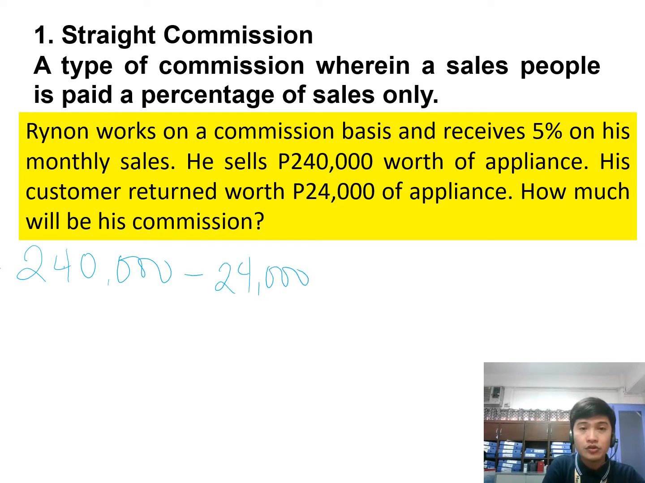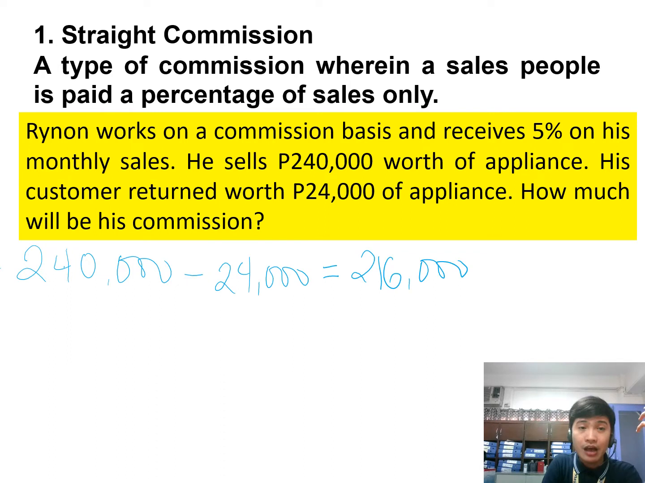Okay? So, magiging total sales niya ngayon is 240,000 minus 24,000. Yun po ay 216,000. So, ito pong 216,000, yan po yung magiging total sales na ni Rhinon on a particular month kasi may isinoling appliances. Okay? Ngayon, magkano ang magiging commission niya?